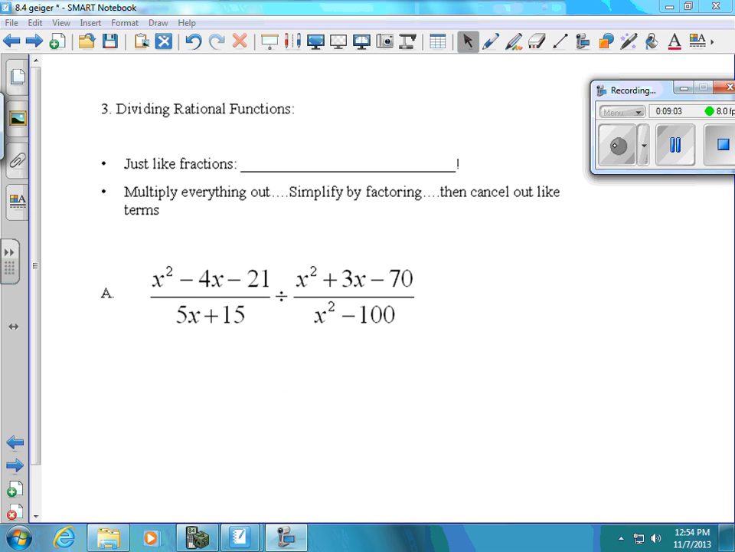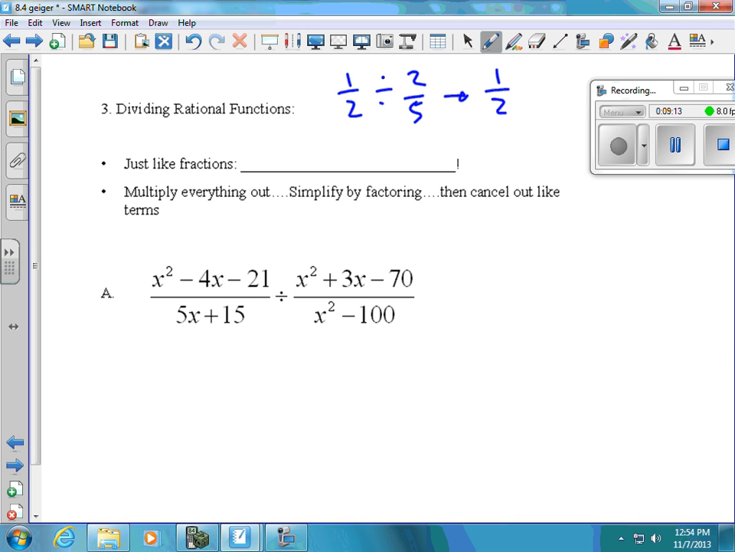Okay, dividing. This is just like dividing basic fractions. If you remember, if we had the fraction 1/2 divided by 2/5, what we did was we skipped the first fraction, changed it to a multiply, and we flipped the second fraction. And we end up getting 1/2 times 5/2, which is 5/4.